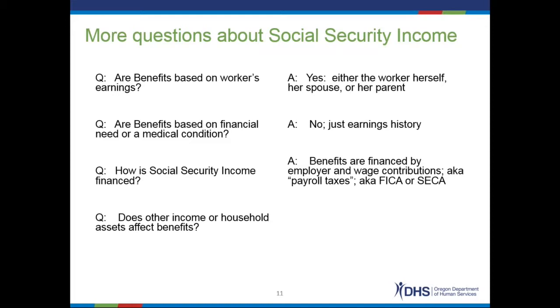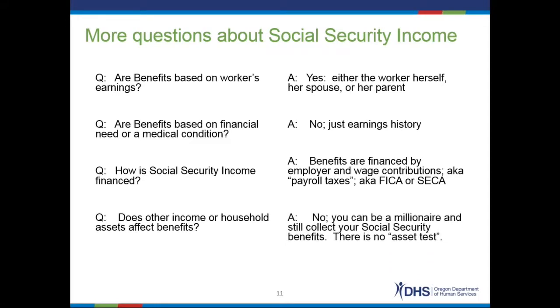On your pay stub, you'll usually see FICA or sometimes SECA, and that's your contribution to Social Security. Does other income or household assets affect benefits? No, you can be a millionaire and still collect your Social Security benefits. There is no asset test.